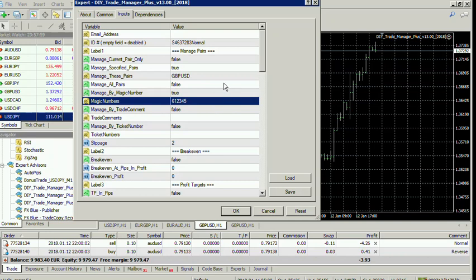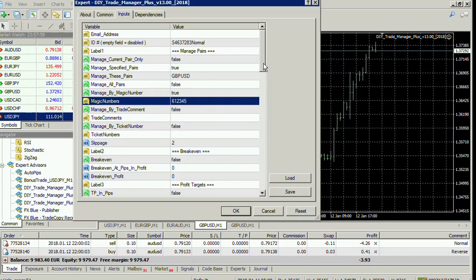If this was on the Euro USD, that would be Euro USD, and this would still be 612345, but because you need both of them to be specified for the trade manager to recognize it, that way the trade manager will only manage the trades that it has to manage.